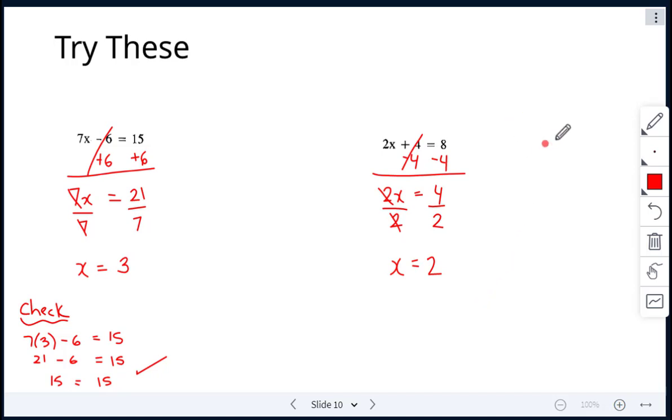And you can do your check by substituting it back in. 2 times 2 plus 4 has to equal 8. 2 times 2 is 4. And we have plus 4, which has to equal 8. Left side equals right side. So therefore it was done correctly. Okay, so I think we'll pause here today.